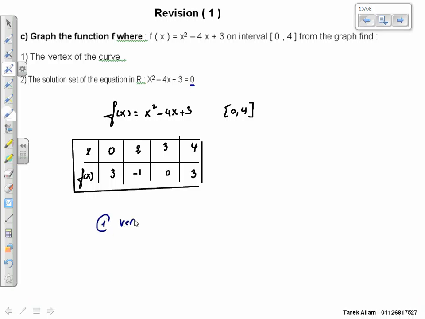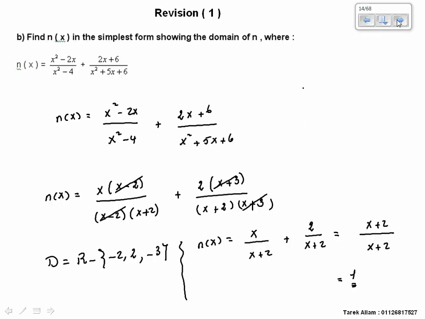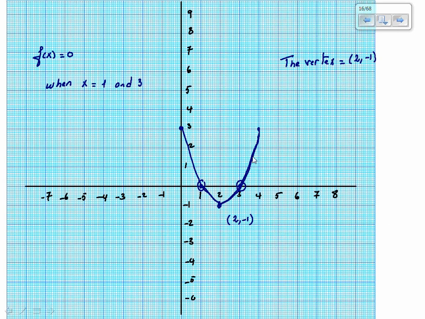Number 1, the vertex is (2, −1). Number 2, the solution set is 1 and 3.